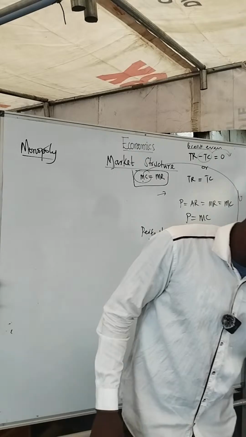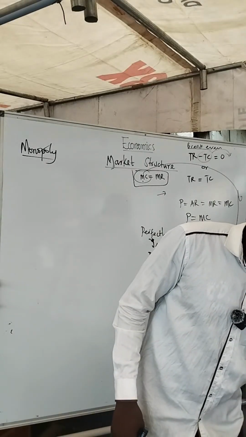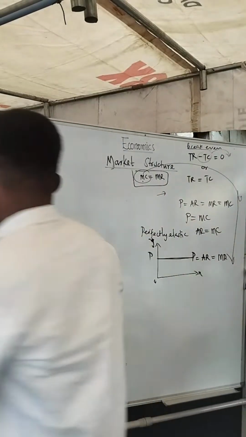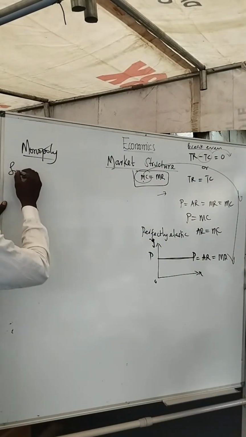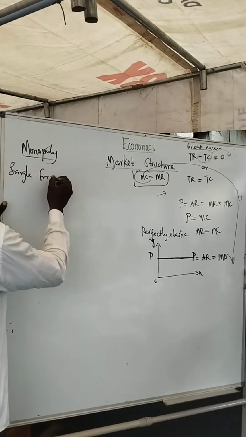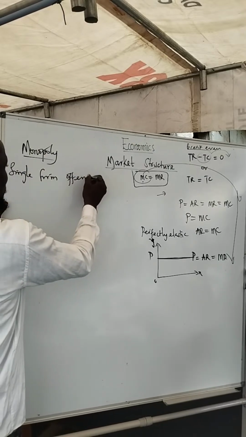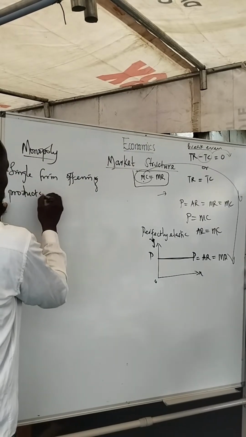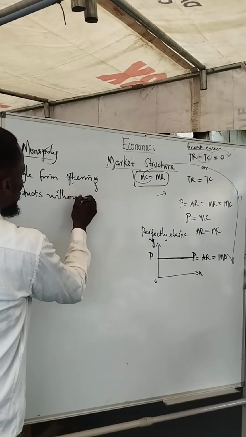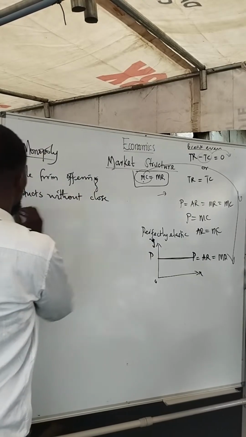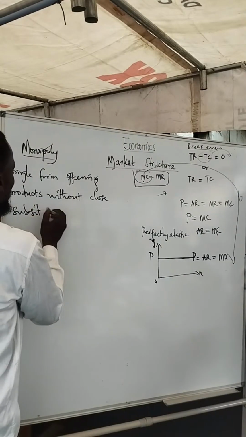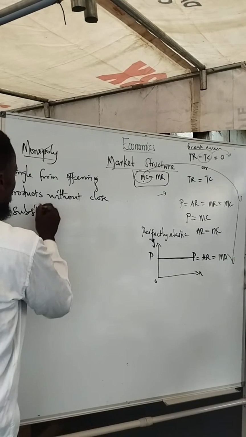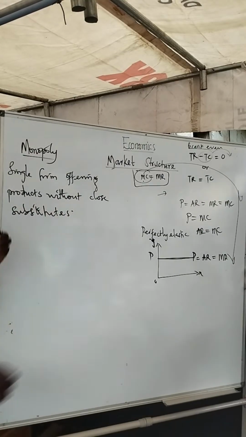Now, monopoly is a market structure in which a single firm is providing a product for which there are no substitutes. Listen, there is a single firm offering products without close substitute. That is, you can't get close substitutes.